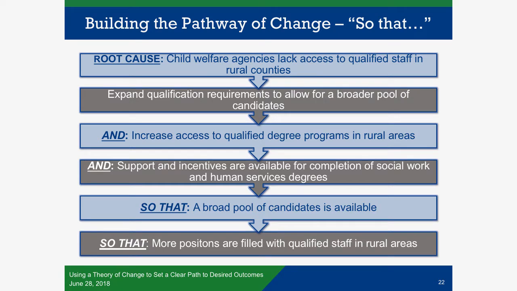So I don't have to read the whole example, but you can see that the so that process starts with the root cause. Child welfare agencies lack access to qualified staff in rural counties. Then the next is expand qualification requirements to allow for a broader pool of candidates and increase access to qualified degree programs in rural areas, and support and incentives are available for completion of social work and human services degrees so that a broad pool of candidates is available, so that more positions are filled with qualified staff in rural areas.